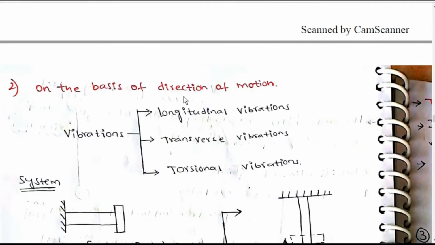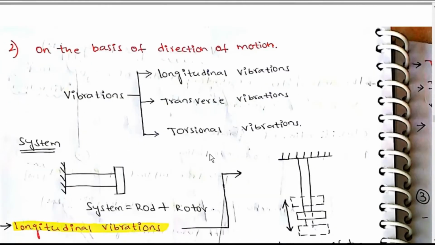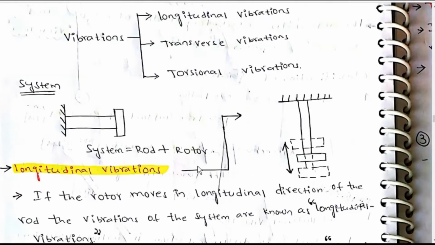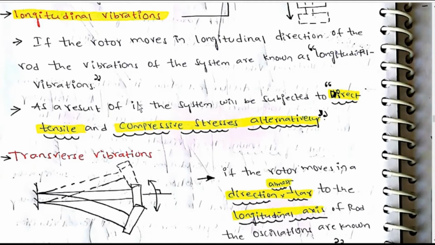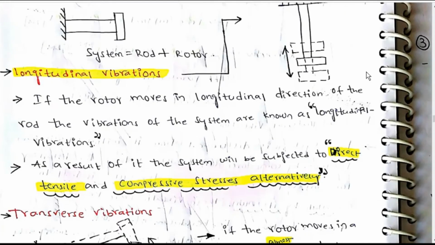On the basis of direction of motion, vibrations are longitudinal vibrations, transverse vibrations, and torsional vibrations. Here the system is rod plus rotor. If the rotor moves in the longitudinal direction of the rod, the vibrations of the system are known as longitudinal vibrations. As a result, the system will be subjected to direct tensile and compressive stresses alternately. This will be tensile and this will be compressive.